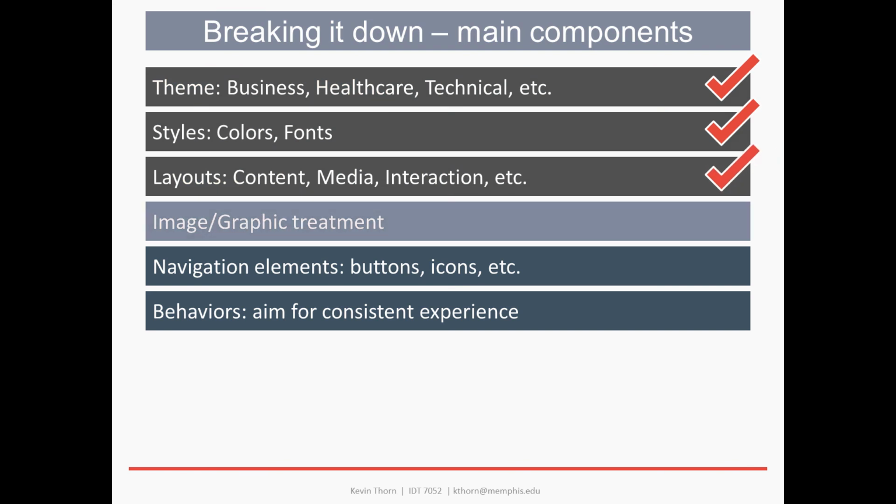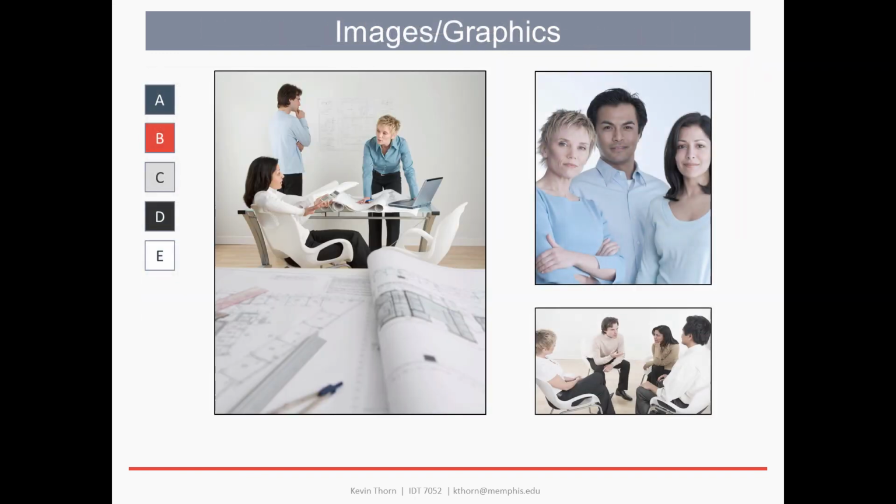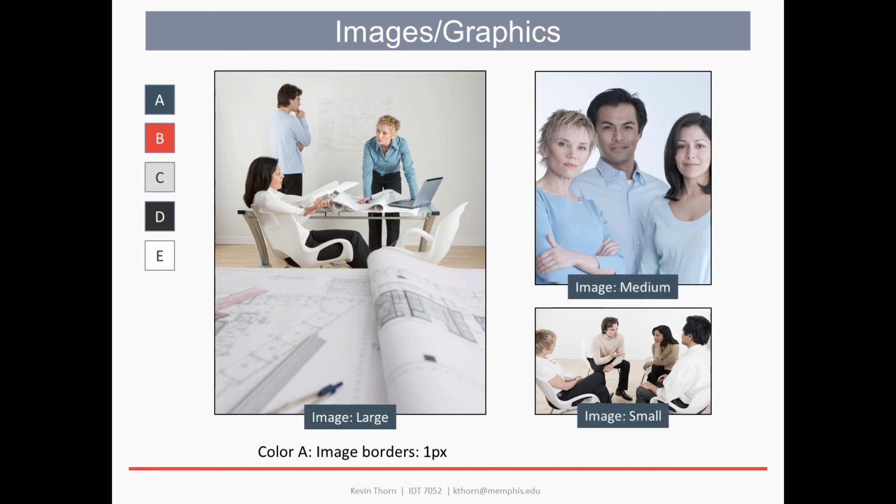Images and graphics may not seem like they need assigned styles, but how we treat them is important. Selecting supporting images and photos should be a thoughtful process. The photo should complement the chosen color palette and theme. Here we've added a thin border using the color in block A. More importantly, we have identified three main sizes where all photos follow the same convention.